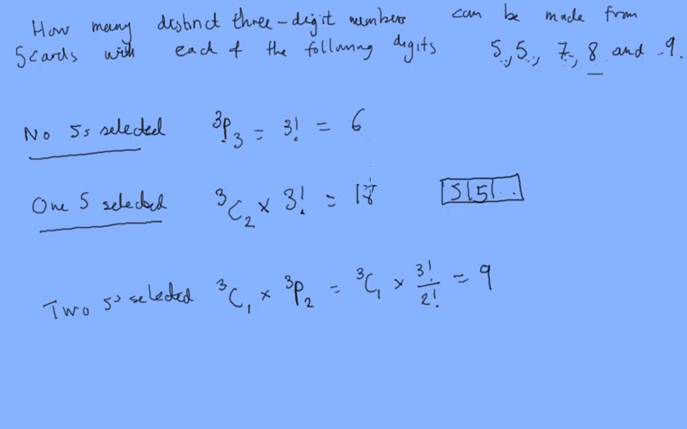So these are the different combinations from the no 5s, the 1 5, the 2 5s. So we add these together. So we've got 6 plus 18 plus 9 equals 33 3-digit numbers. The selections in these 3-digit numbers are mutually exclusive, so that's why we add together the numbers of the 3-digit numbers here.